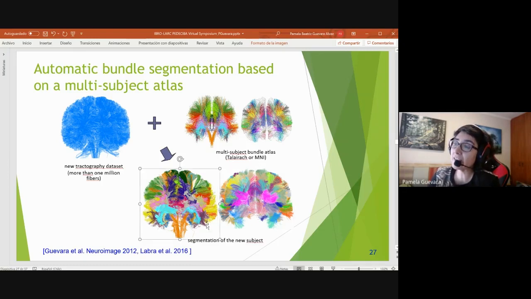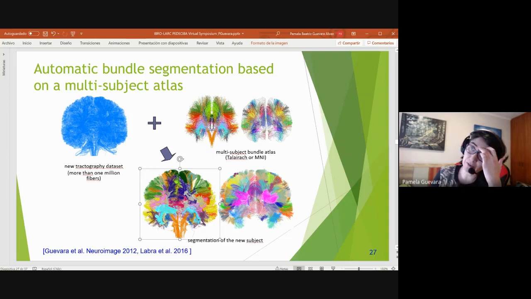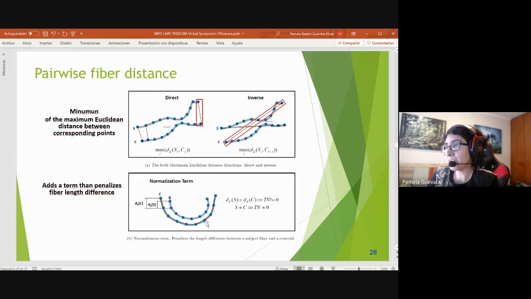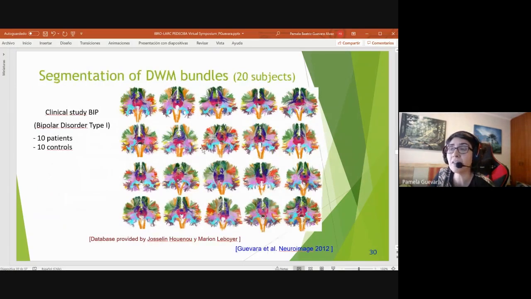But the main idea of machine learning here is classification. The idea is, given a new tractography data set of a new subject, and given the model here, we will try to identify these bundles, the bundles of the model of the atlas, in the new subject. And this is what we call segmentation. And with that, we can identify on a new database.